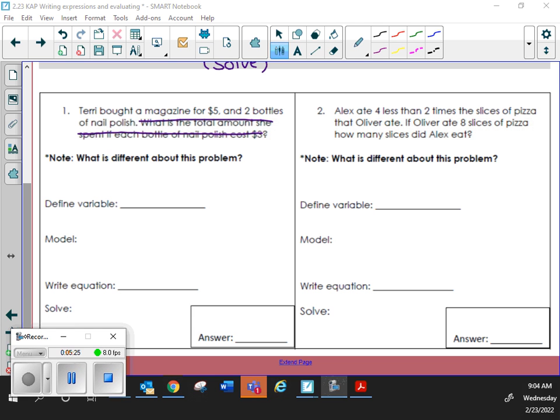So first we want to define our variable. What don't we know in that problem? How much is the nail polish? What letter do y'all want to use? N. N is talking about what about the nail polish? The cost of nail polish.